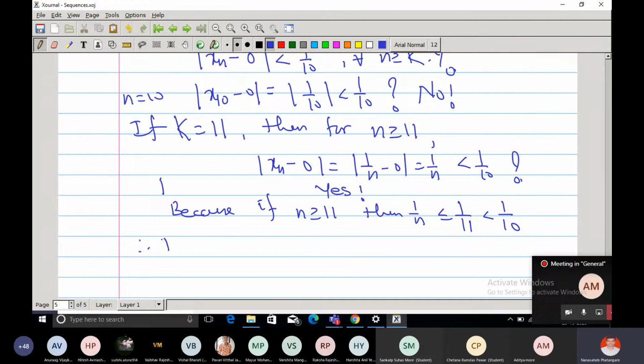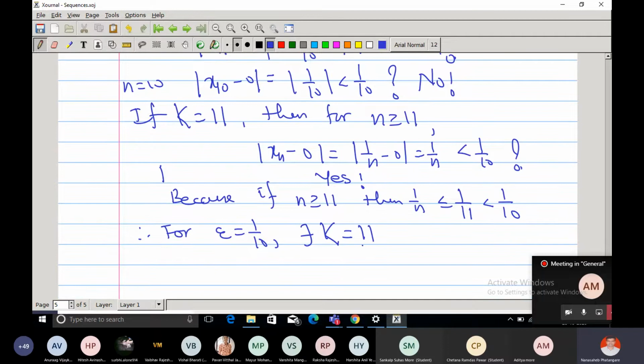Therefore, what is the conclusion? For epsilon equal to 1 by 10, there exists k. What is k? 11, 12, no matter, because if something is true after 11, then the same thing is true after 12 also, right?